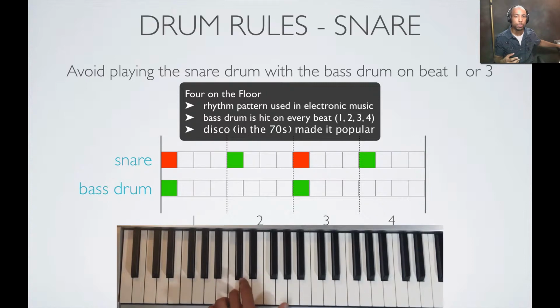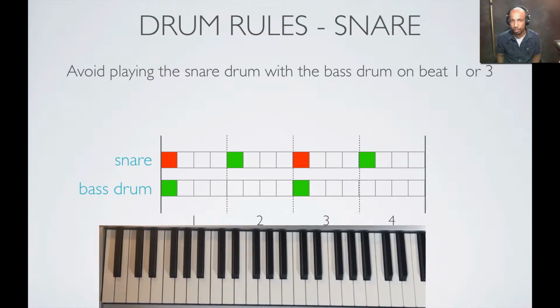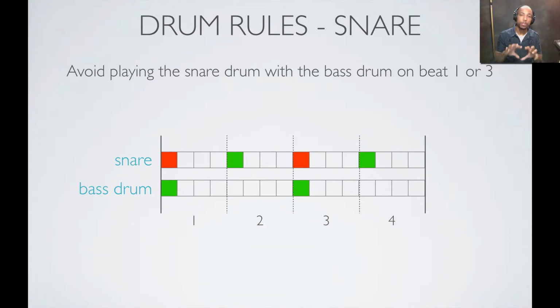1, 2, 3, 4. And then they'll have the snare in the spot that it should be, which is the 2 and the 4. 1, 2, 3, 4. Something like that. Right, so you have beats like that, but still following those rules. So the snare is only coming on the 2 and the 4. All right, so hopefully that's clear. Let's move on to the next rule.